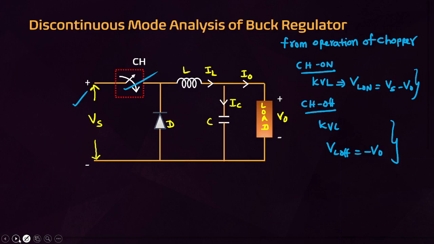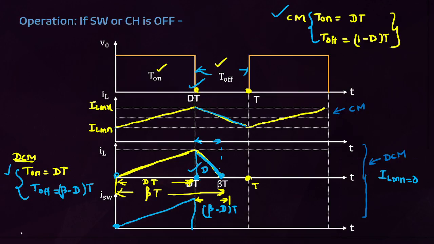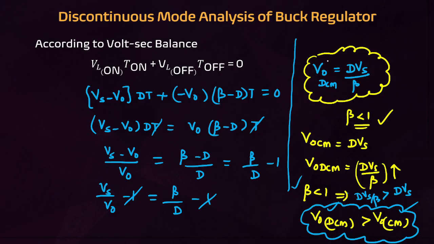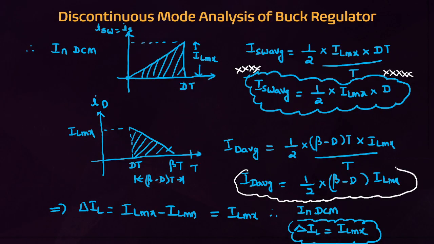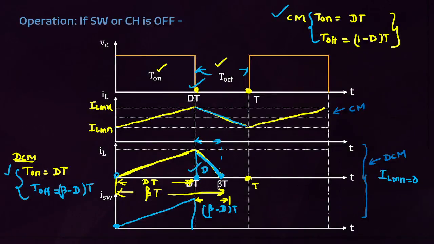In discontinuous mode of the buck regulator, what formulas do we mainly have to remember? The average output voltage is D Vs by beta. Students, always the average output voltage in discontinuous mode is greater than the average output voltage in continuous mode. And one more formula you have to remember in discontinuous mode: the average switch current equals 1 by 2 into IL maxima into D. For the average diode current, it equals 1 by 2 into (beta minus D) into IL maxima. What is beta? Beta is a fraction of time at which current is 0.